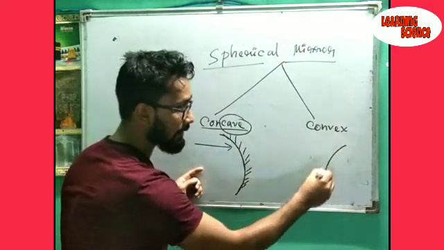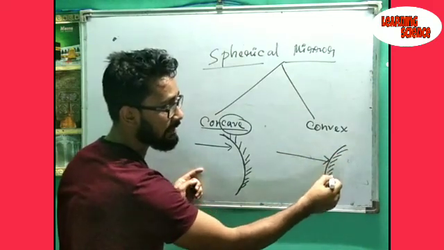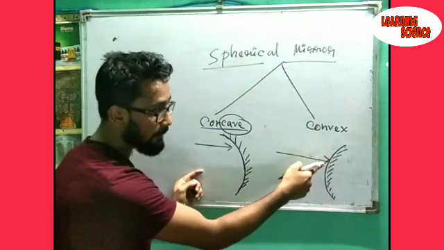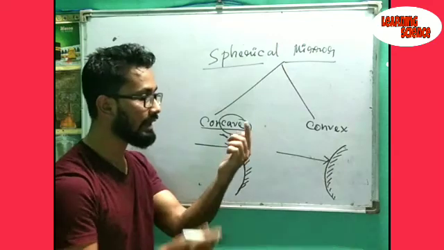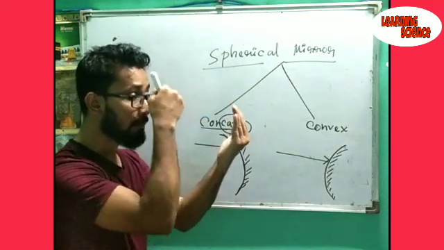When you are seeing the outer part, this outer part is acting as the mirror, that means shading on the inner part. Shading on the inner part. This outer part is acting as a mirror. When you are seeing through the inner part of the spoon, the inner part is acting as a mirror. Reflection is happening on the inner part.